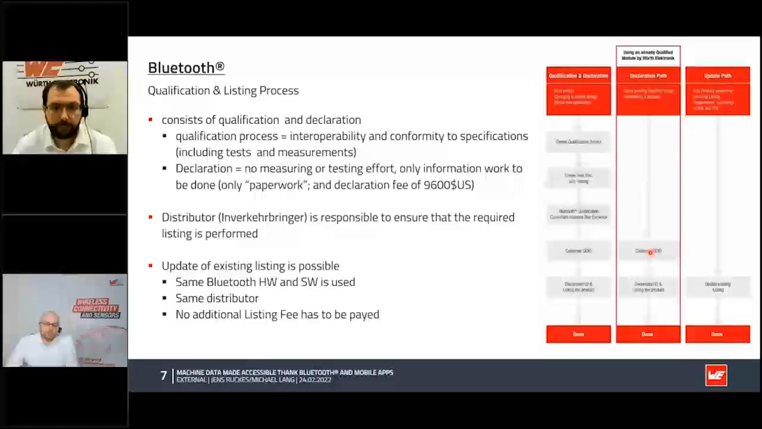Therefore, it is important that you use the same Bluetooth software and hardware, of course, so that it can be integrated in the same listing. And also you have to be the same distributor, so manufacturer. In this case, no additional fee has to be paid, and that's the easiest way. And you can, of course, use it in every device you want to bring on the market and put the same Bluetooth hardware in, and then you can use one listing for all devices.